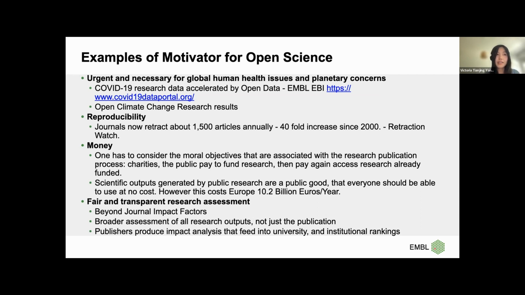The next one is actually money. So we should consider that there are moral objectives associated with doing research and what's going on right now with the research publication process. Charities and taxpayers pay for funding research. Then they have to pay again to access the research that has already been funded. If you think about that, it makes no sense to pay twice to access public knowledge, public research. So scientific outputs that are funded by the public should be a public good, and everyone should be able to access and use them at no cost.